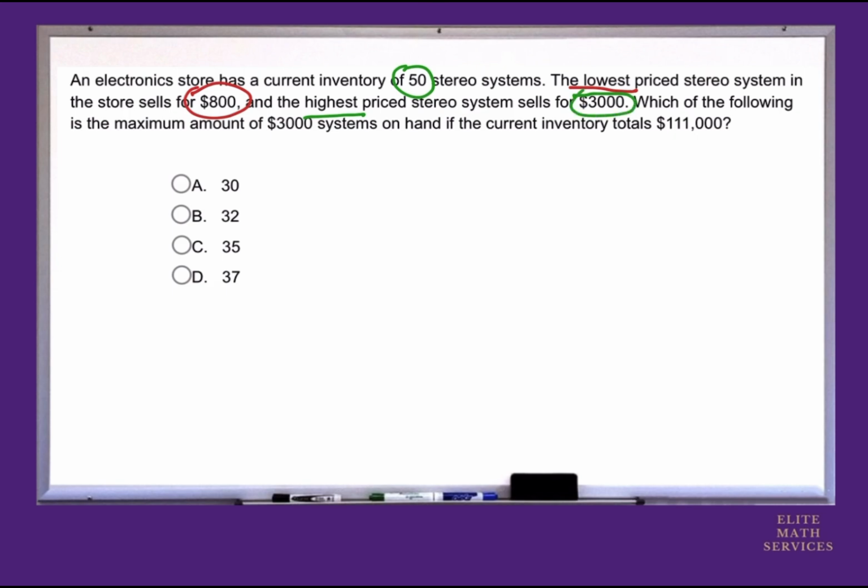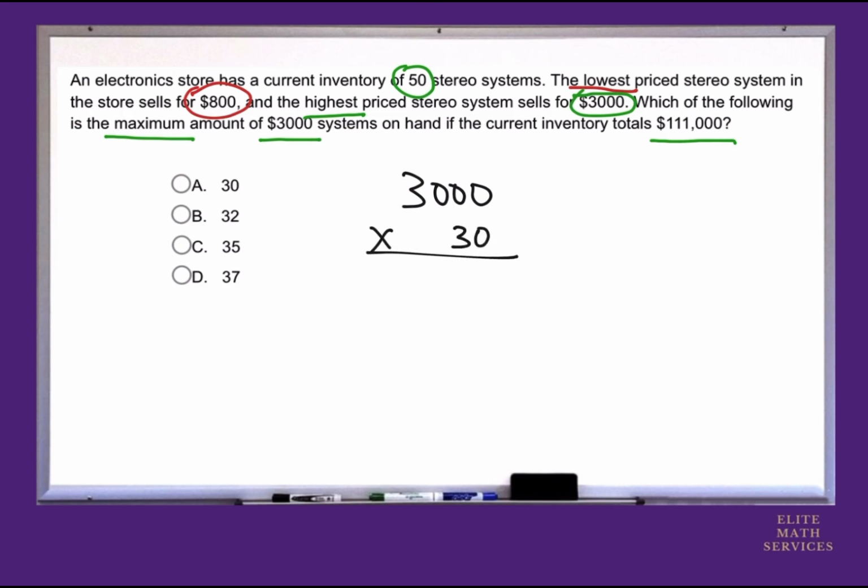All right, then we go to our question. Which of the following is the maximum amount of $3,000 systems on hand if the current inventory totals to $111,000? So the first thing I would say here is to just use the answers that we have. So we have 30 and we want to just plug that in. So we're going to start with the first answer.